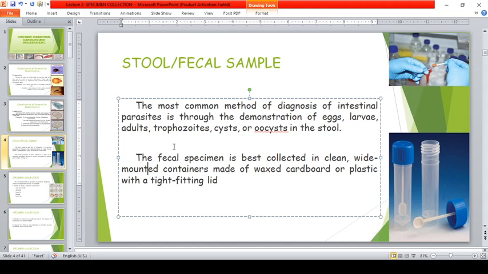Okay? When we are referring to stool sample for parasitology examination, ganun lang po siya.